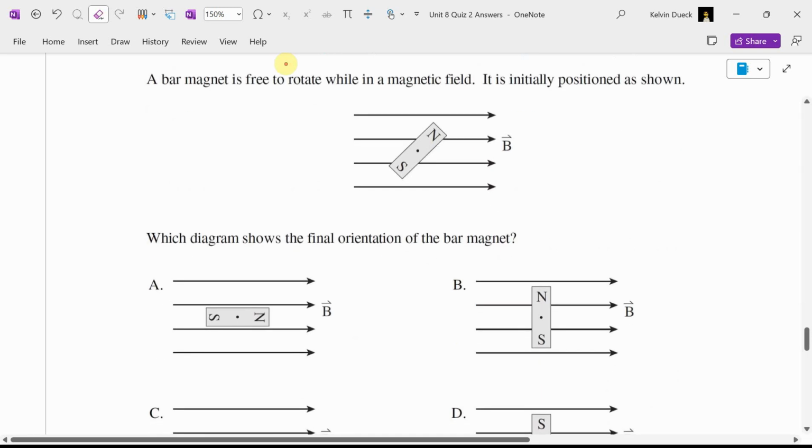I've had a few kids ask me about this. I'm really asking in this question, do you understand how we define magnetic field lines direction? How do we figure out the direction? Magnetic field lines point from what to what?